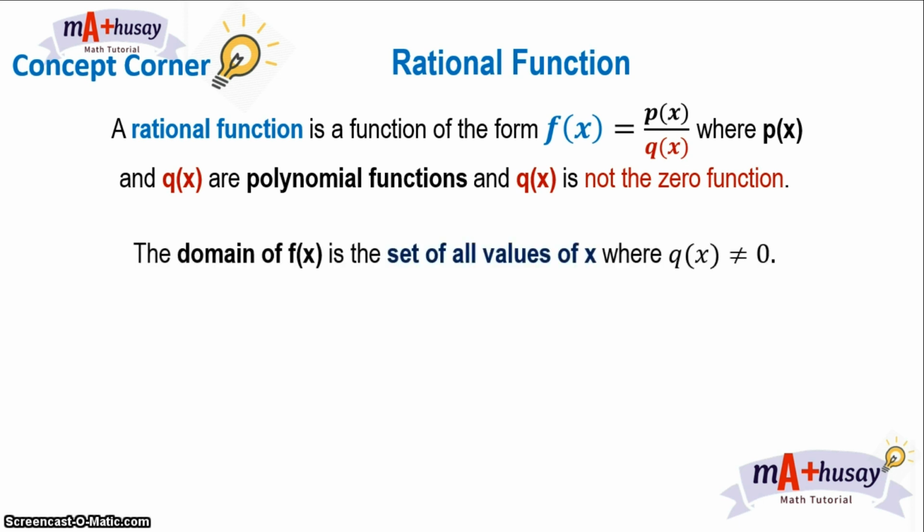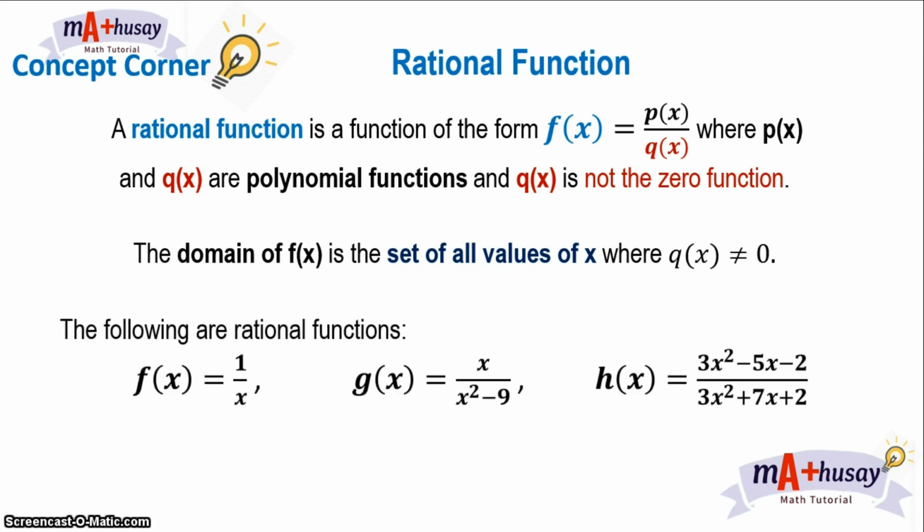Tandaan din natin na kapag nagdi-deal tayo ng rational function, ang domain nito is the set of all values of x na kung saan hindi dapat maging zero ang denominator. Right? Ito ang mga halimbawa ng rational functions. F of x equals 1 over x. G of x equals x all over x squared minus 9. At h of x equals 3x squared minus 5x minus 2 all over 3x squared plus 7x plus 2.